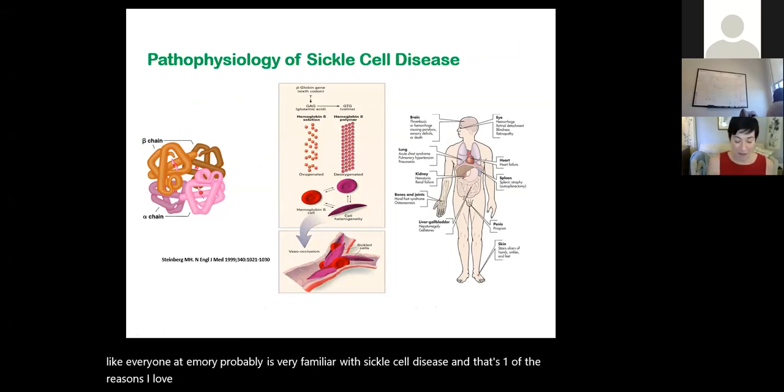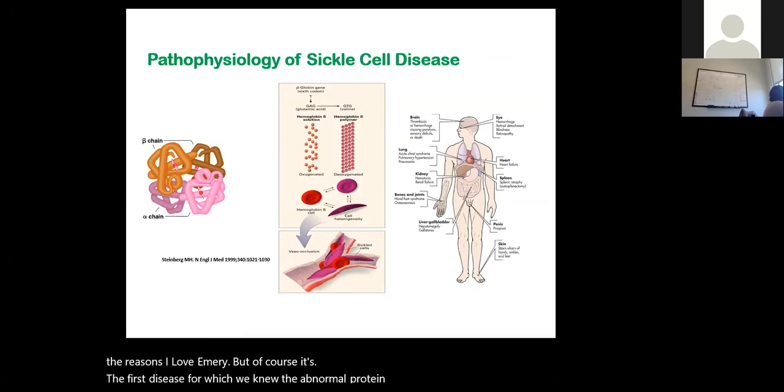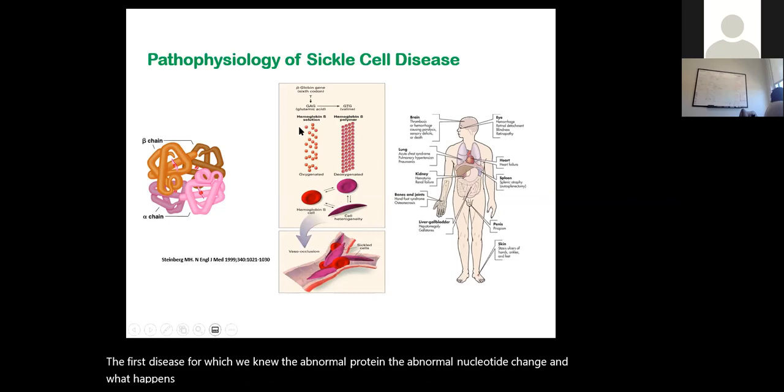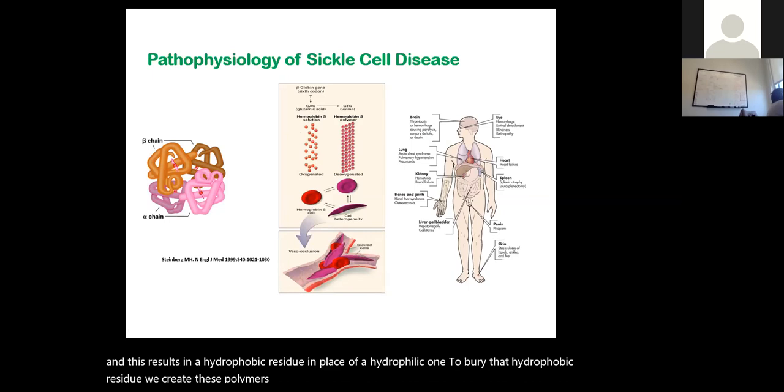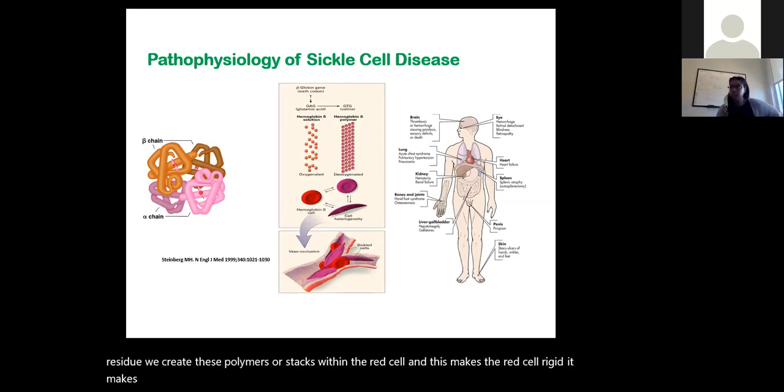But of course, it's the first disease for which we knew the abnormal protein, the abnormal nucleotide change. And what happens is subjects put a valine in place of a glutamic acid into their hemoglobin protein. And this results in a hydrophobic residue in place of a hydrophilic one. And to bury that hydrophobic residue, we create these polymers or stacks within the red cell. And this makes the red cell rigid. It makes it very poorly deformable through the microvasculature.